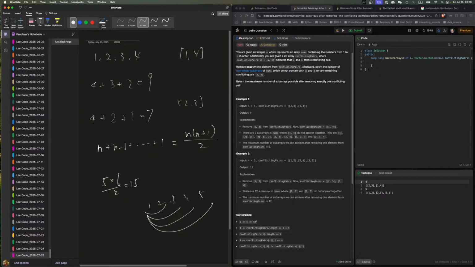Wait, hold a second. So how many we cannot do, right? So 1, 2 will have 1, 2 by itself. We have 4 that we cannot include. So if we include 1, 2, we cannot do 4. If we include 2, 5, we cannot do 3. We cannot do 2. If we include 3, 5, we cannot do 2. But they overlap, right? They overlap.